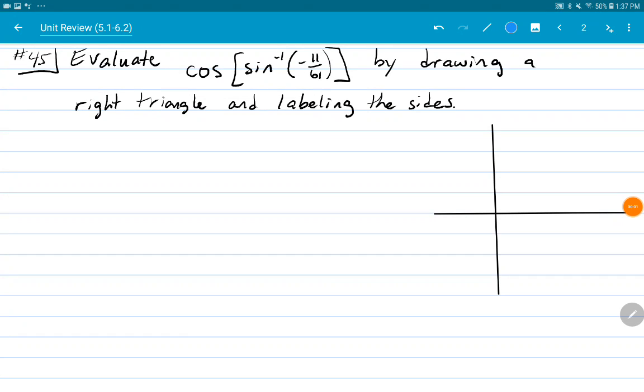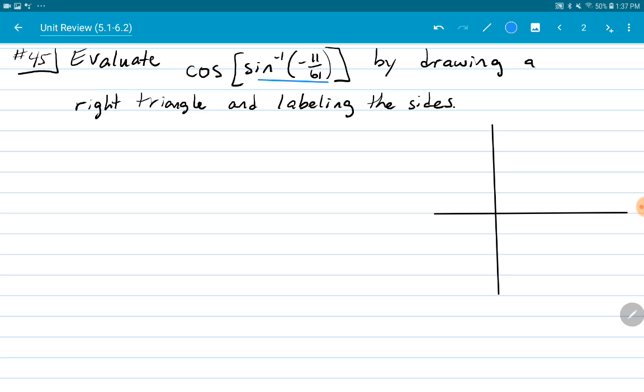On number 45, we need to evaluate the cosine of sine inverse of negative 11 over 61 by drawing a right triangle and labeling the sides. So that's not going to undo each other, since cosine and sine are not inverses of each other. One's cosine, one's sine. And so I'm going to use a right triangle to find out what angle that is.